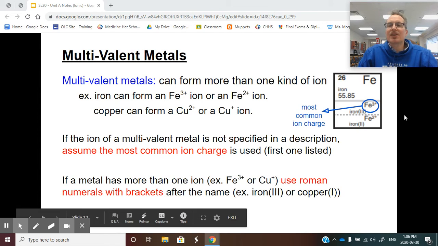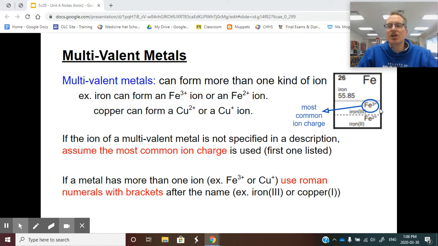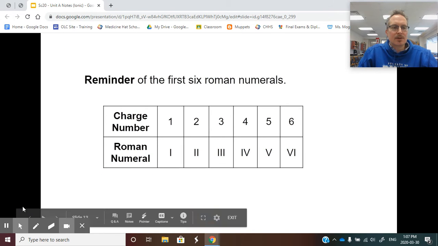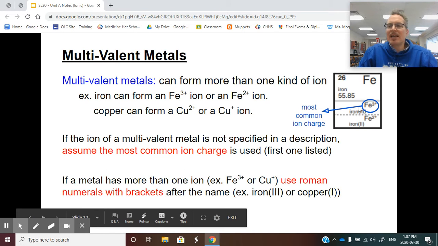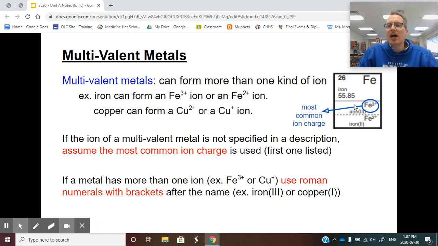So if we take a look in your periodic table and you find iron, element number 26, you will see that iron has two charges listed. Iron can be iron 3, or iron can also be iron 2. The top one is the most common. If I don't say anything in the question, that is the charge I mean.